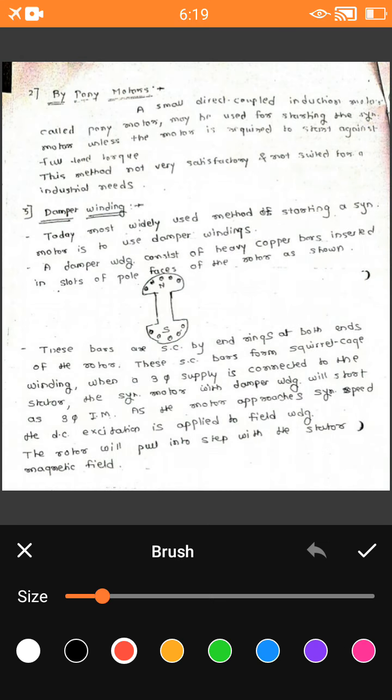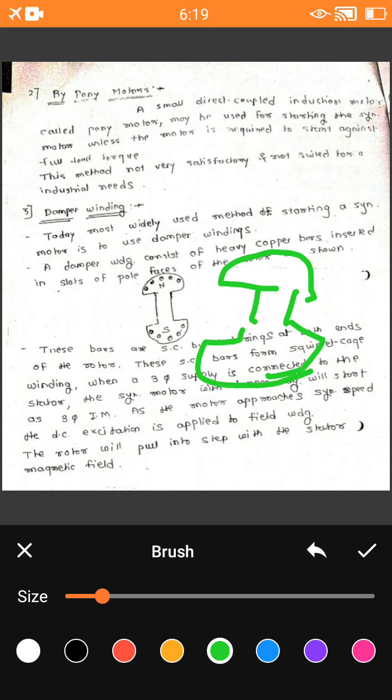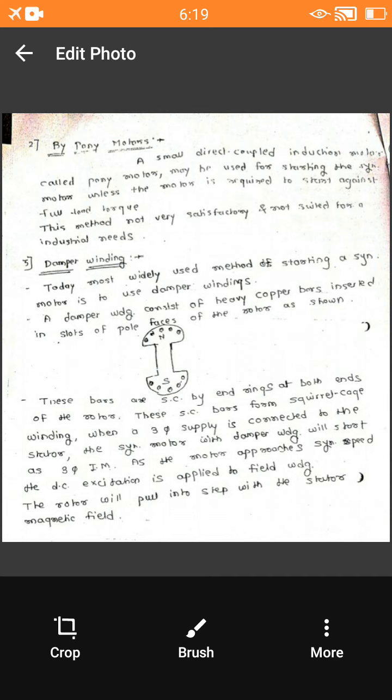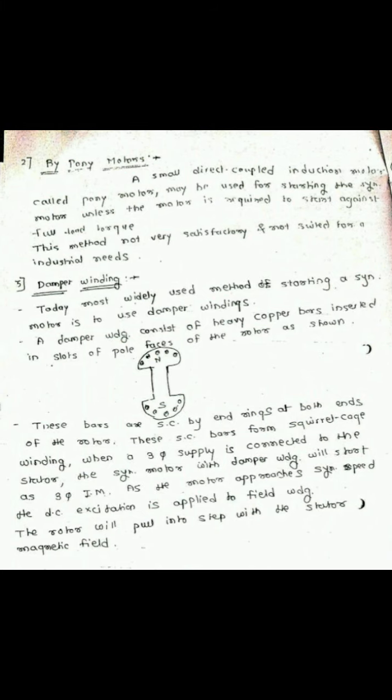So this is the very popular damper winding method, in which in the rotor circuit we insert a winding, basically copper bars heavily short circuited by end rings. It has the same construction as a squirrel cage. So at the time of starting, this synchronous motor will act as an induction motor. This is the very popular method for starting a synchronous motor.